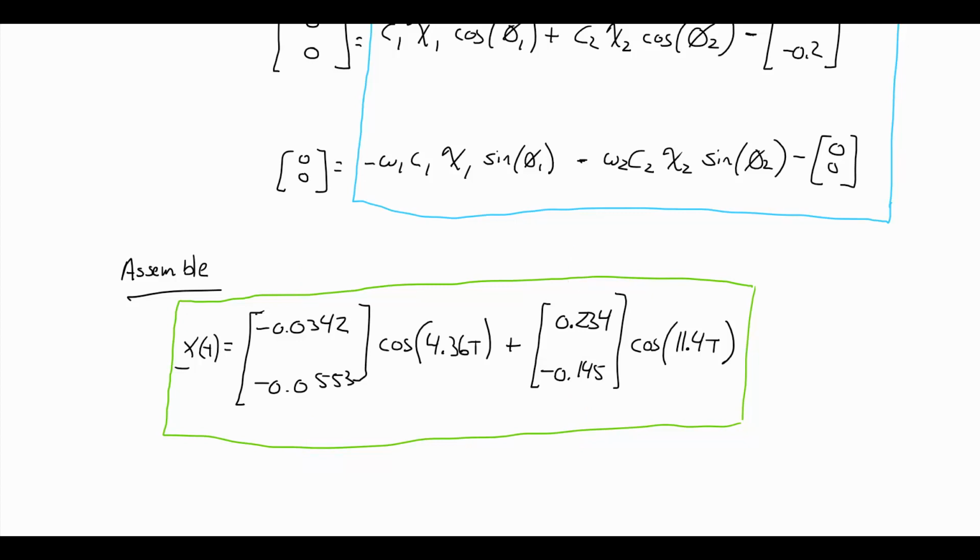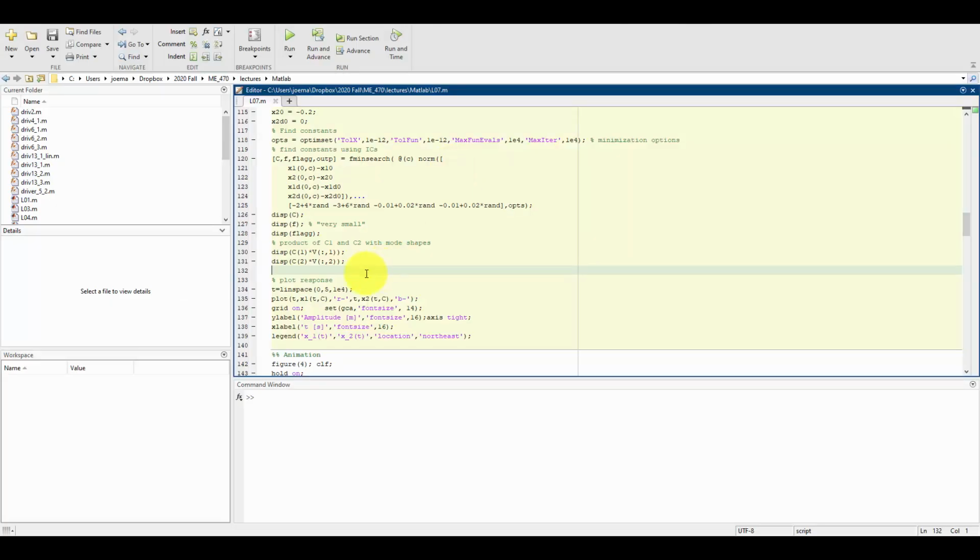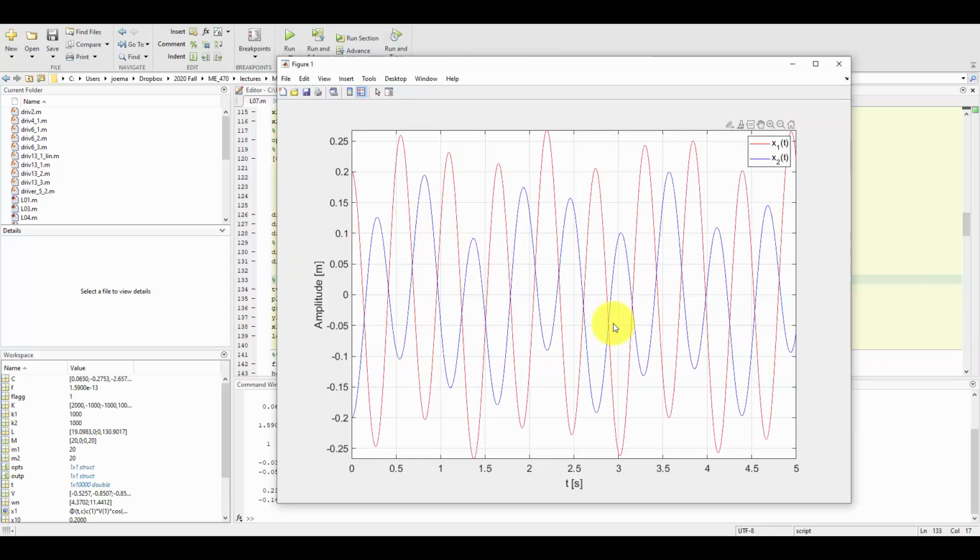So we can plot it and see what the case is. Now I'm going to take everything, apply my initial conditions, find the C's and the P's, and plot the results for x1 and x2. And when we do that, we see our results here, with x1 in red and x2 in blue.